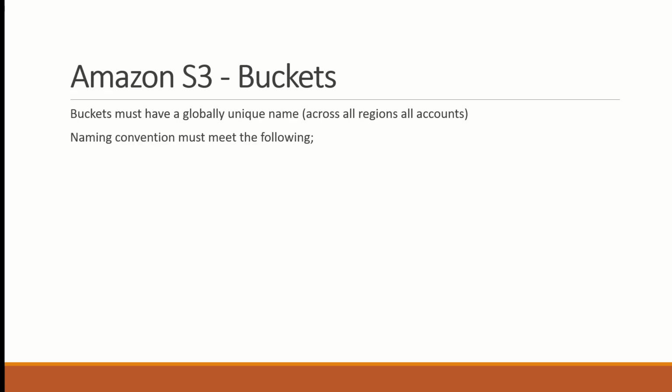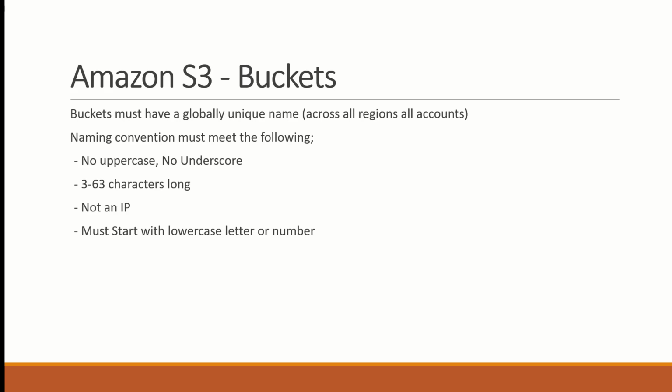The naming convention must meet the following requirements. One, there should be no uppercase and no underscore. Another one is it needs to be 3 to 63 characters long. It must not be an IP address. It must start with a lowercase letter or a number, and also must not start with a prefix, for example, where you have S3 and say alias. It must not start with anything that has to do with S3.